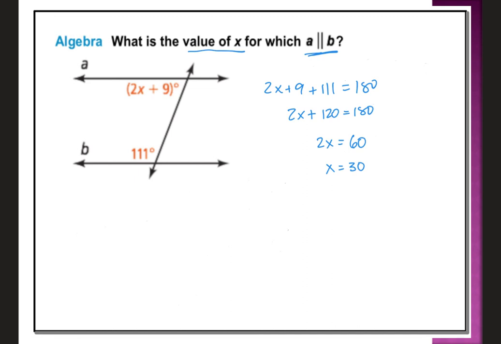Now we can double check this by plugging 30 back into our expression and then seeing if that value and this value are indeed supplementary. So let's go ahead and check that. I have 2x plus 9. Okay, so that's going to be 2 times 30 plus 9. So 60 plus 9. This is going to equal 69. All right, and then if I add 111 to this, it does indeed come out to 180. You can all start cheering now. The problem is correct. X is 30.